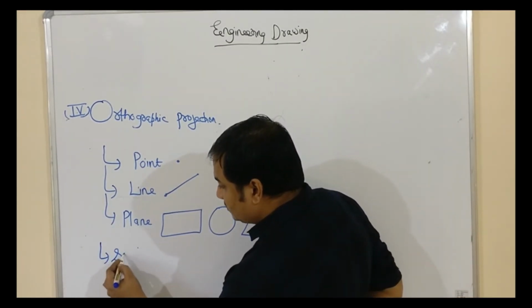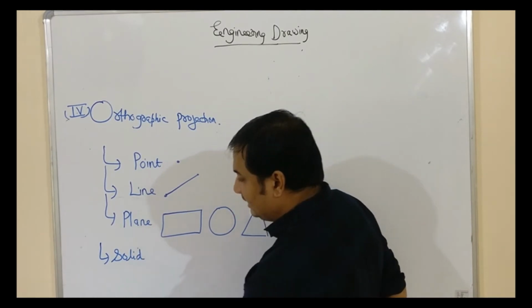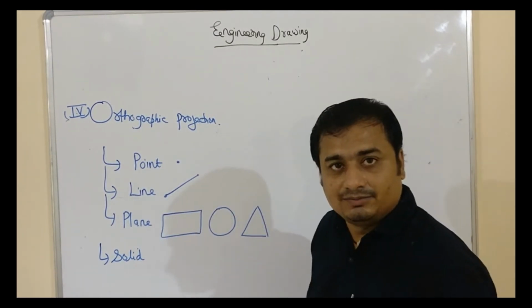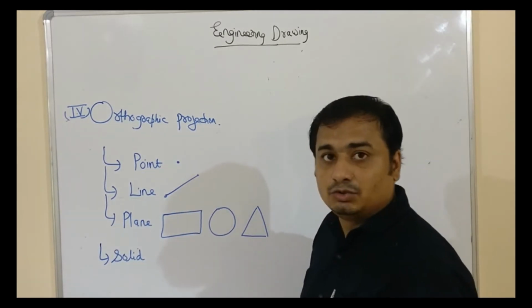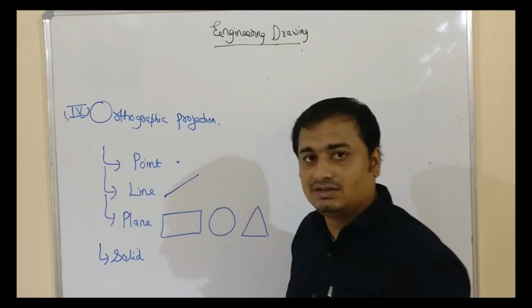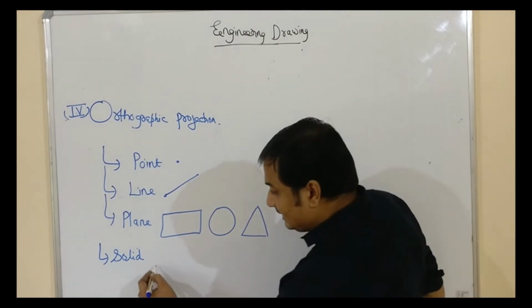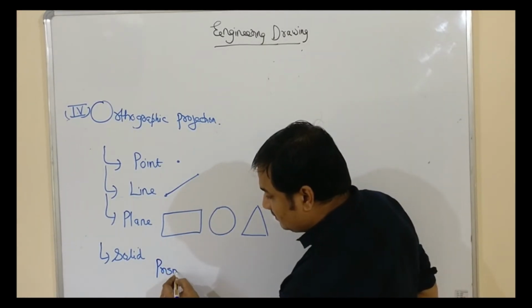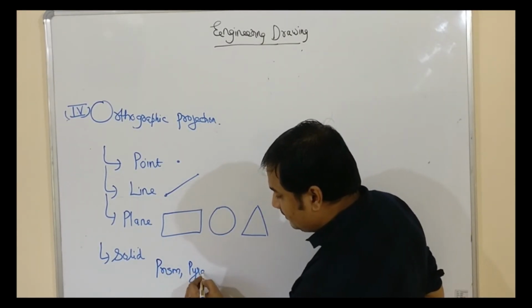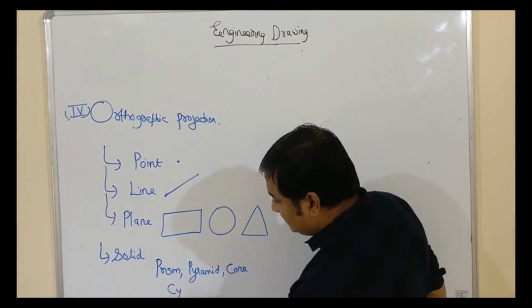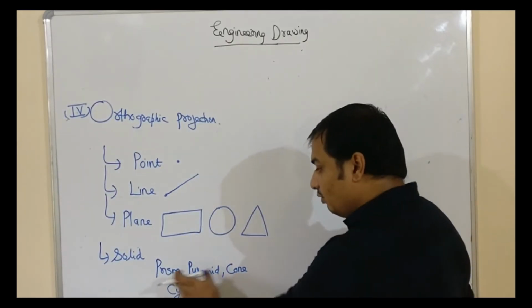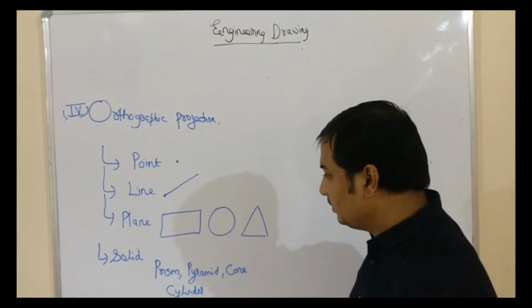After plane, our object is again going to enlarge and that becomes a solid. Now in plane we dealt with 2D figures. Now with solids we will be dealing with 3D objects, like a prism, a pyramid, a cone, or a cylinder. So we will be solving problems for these 4 solids: prism, pyramid, cone and cylinder.